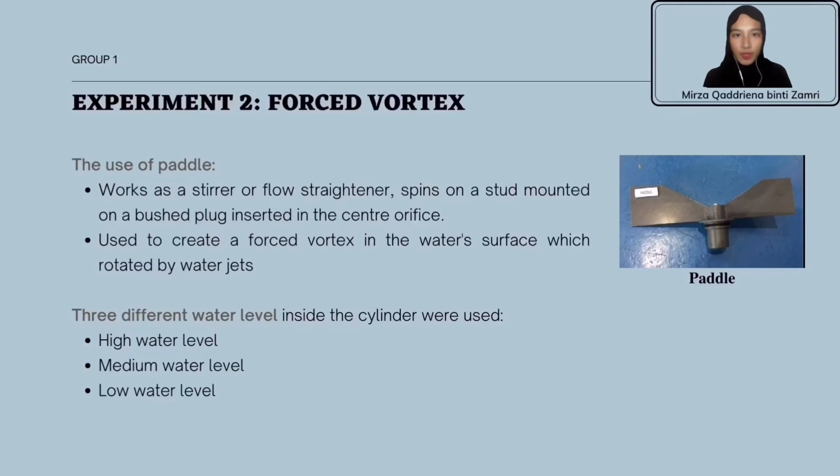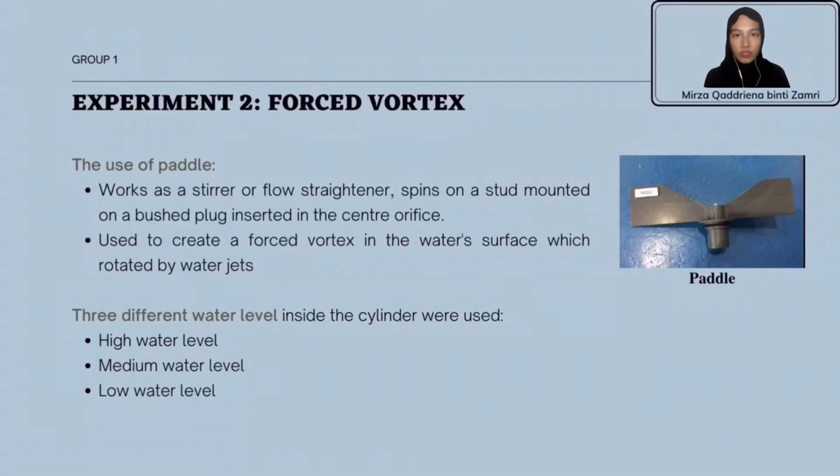The second experiment observed the forced vortex. In this experiment, the paddle, which acts as a stirrer or flow strengthener, spins on a stud mounted on a bar-shaped plug put in the center orifice. The paddle at the bottom of the cylinder was used to create a forced vortex on the water surface that was rotated by water jets.